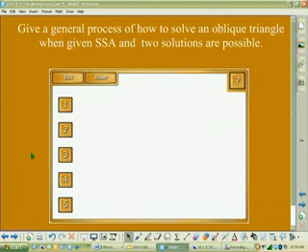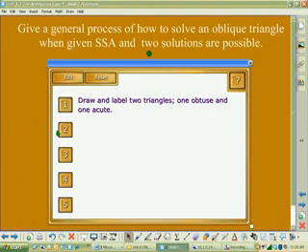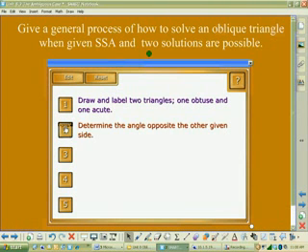How do you solve an oblique triangle when given side, side, and a non-included angle, and there are two solutions possible? Well, this is how you do it, 5 steps. First, draw and label two triangles. One of them will be obtuse, and one of them will be a little acute one. Put the parts in that you know. I always like to put the given angle in the left-hand corner. That just keeps things nice and squared away, standard if you wish. Draw your pictures. And after you draw your pictures, you determine the angle opposite the other given side, the one in the right-hand corner.